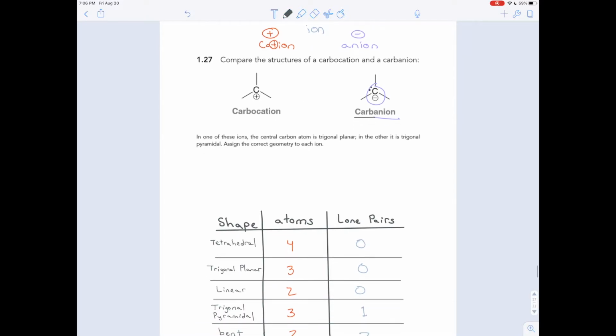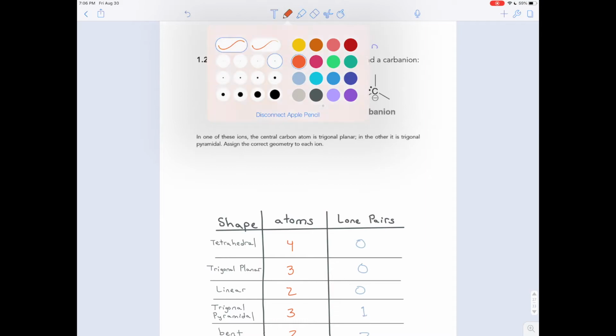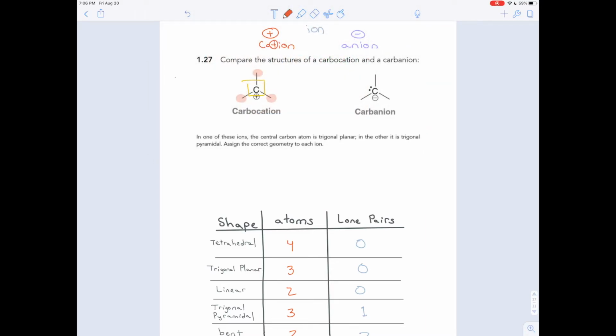So okay, what shape do these two things have? Well, the process we go through is the same as we've been going through. Look at that central atom. Ask yourself, how many atoms is that bonded to? And the ends of these lines are supposed to represent places where you would have an atom. And so you'd have 3 atoms in this carbocation. And if you look around the carbon in that carbocation, there are no dots there. And so it has 0 lone pairs.